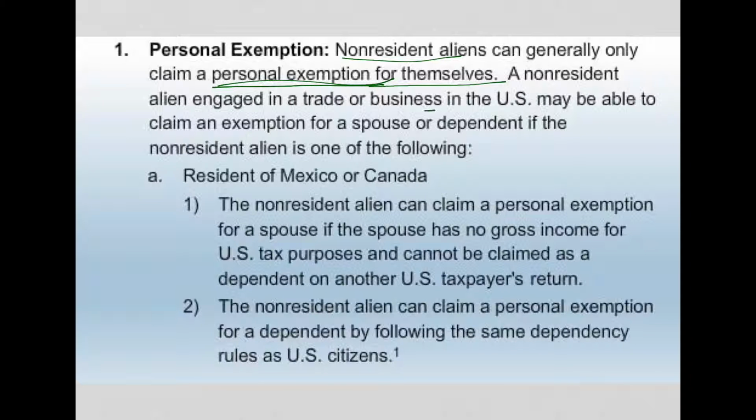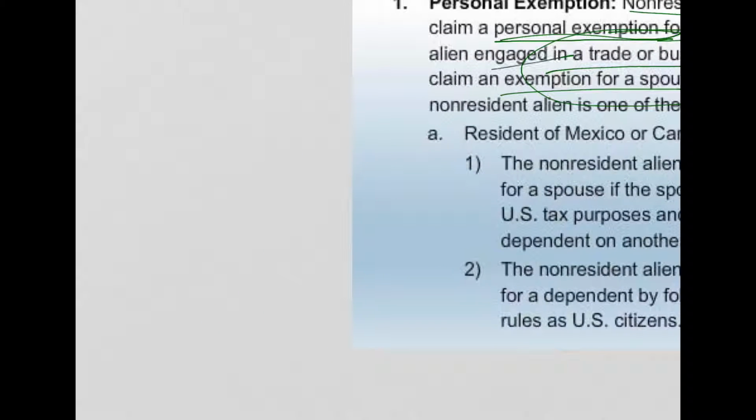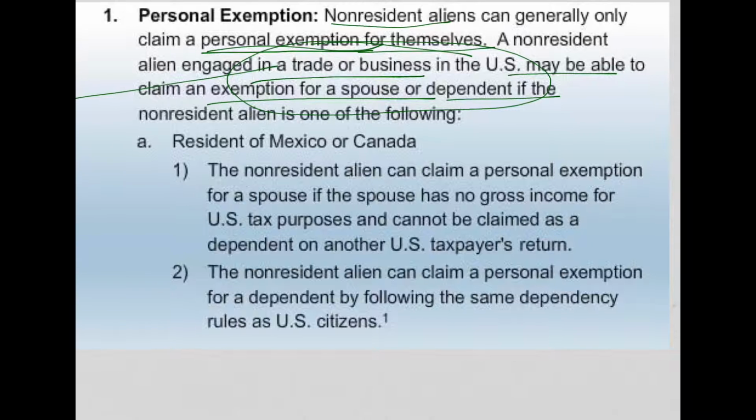If they're engaged in a trade or business, then they may be able to claim the spouse. But notice that it has to go together, again under the theory that if it's FDAP income, there are no deductions. So if they're in a trade or business, you should remember from the class we just had the other day, that brings this income into what we call ECI, effectively connected income, allowing for other deductions. And in this case, exemption for a spouse or dependent.